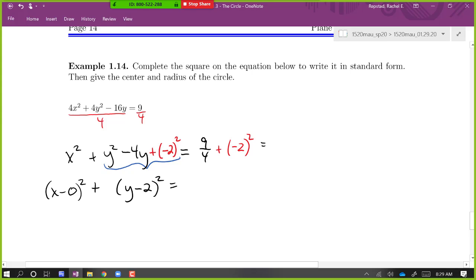So on the right side, we've got 9/4 plus 4, which is 16/4, so that's 25/4. So there's the standard form. And I wrote it as x minus 0 squared. If you left it as plain old x squared, that's considered standard form as well. I was just sort of driving home the point that that is, in fact, already a complete square. So here's our standard form.